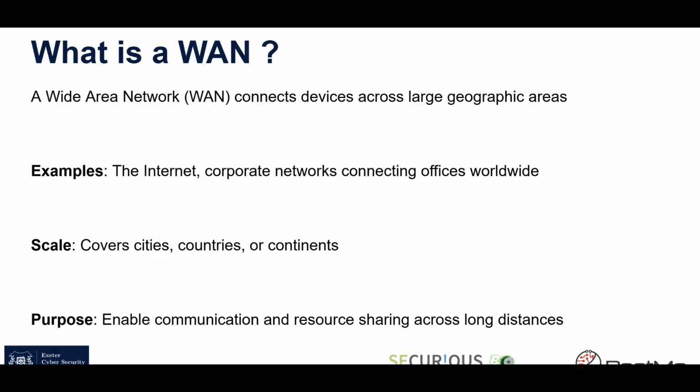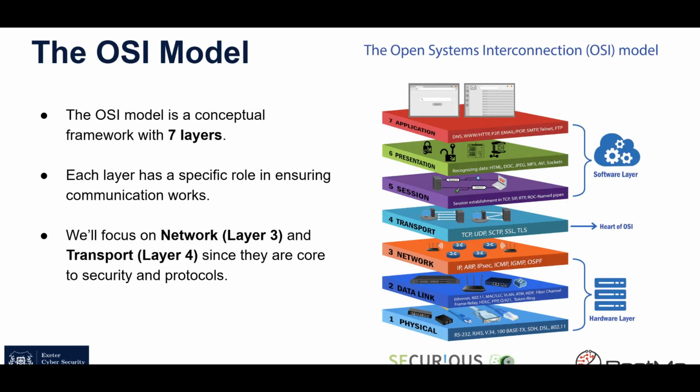Okay. Now, the OSI model. This one is a bit complicated, but not too much. OSI stands for Open System Interconnection. It's a model; there are also other models used to represent how everything works. Today we're going to focus on layer 3 and layer 4. Layer 3 is the network layer.